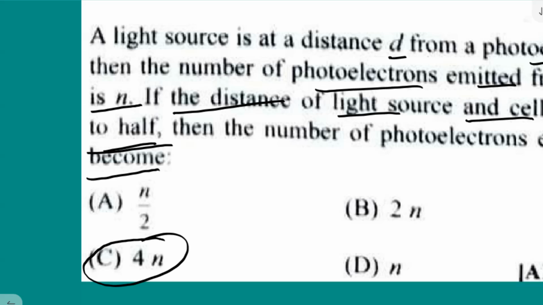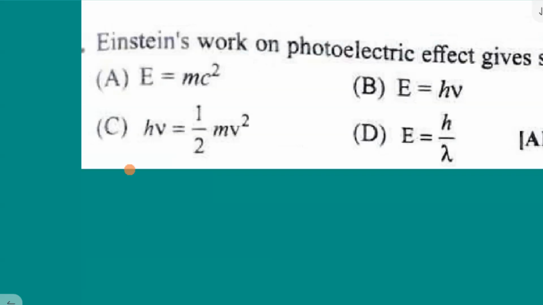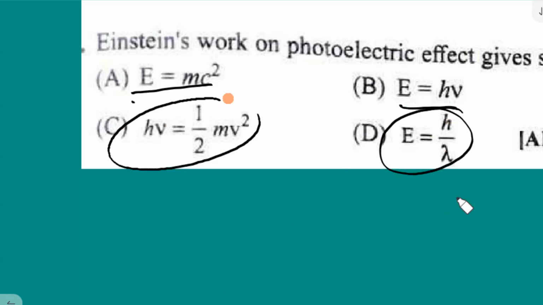And let's do one more for this video. Einstein's work on photoelectric effects gives support to that: E is equal to half mc, E is equal to mc square, E is equal to h nu, E is equal to h by lambda, and h nu is equal to half mc square.